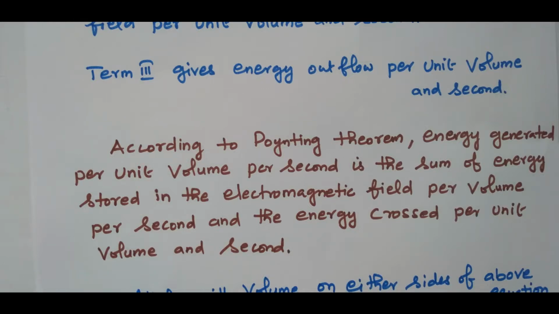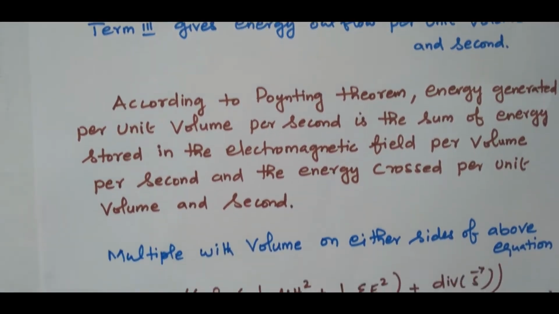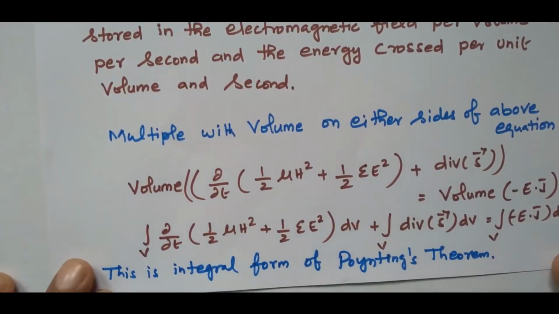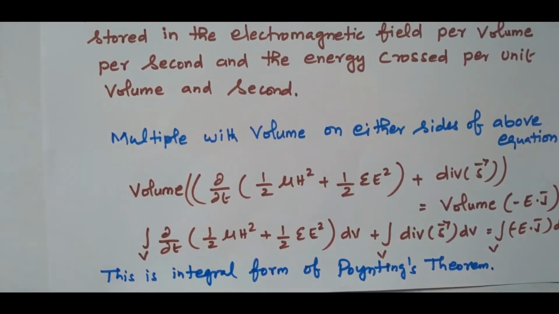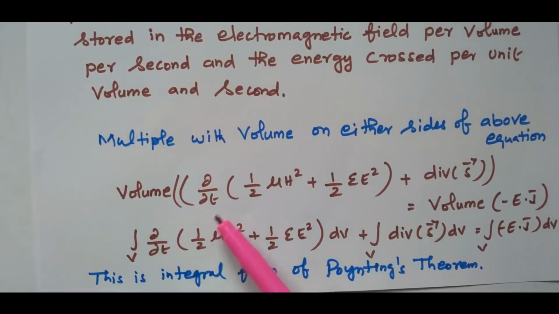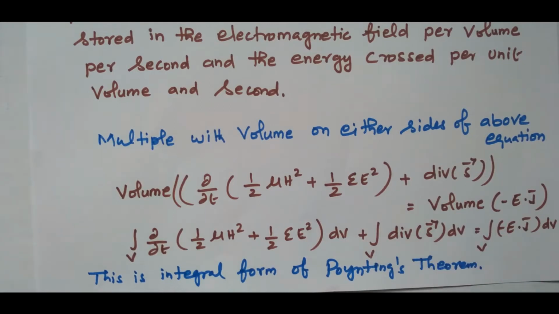Now this Poynting equation we can write in an integral form. We got the Poynting theorem, and terms 1 and 2 we already discussed. We can convert that into integral form. So multiply with volume on either side of the above equation. By referring to the above equation, we are going to multiply with volume. So volume of ∂/∂t of (½μH² + ½εE²) plus divergence of S equals volume of minus E·J. So volume is multiplied on both sides.